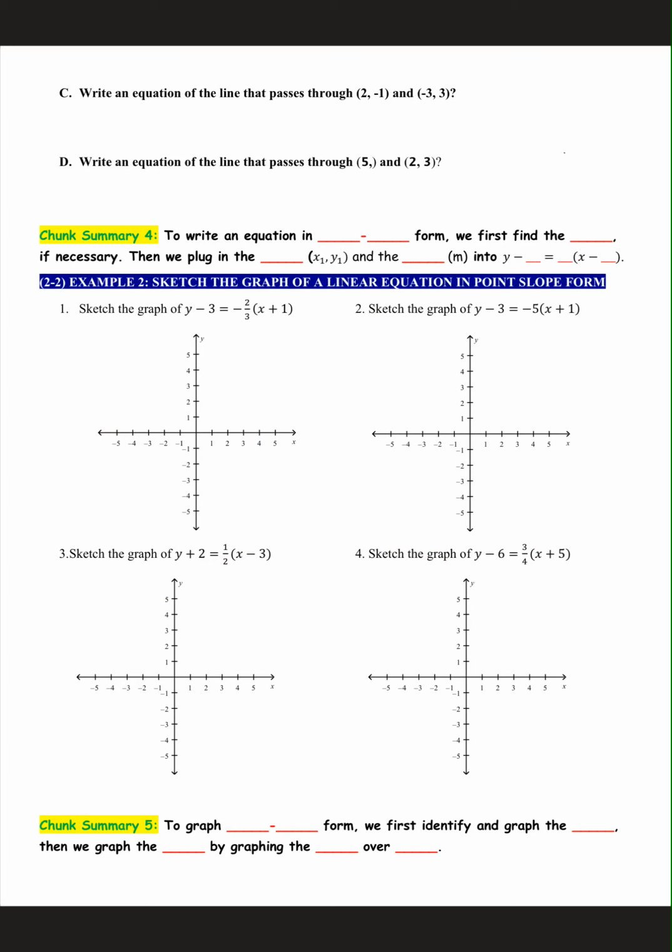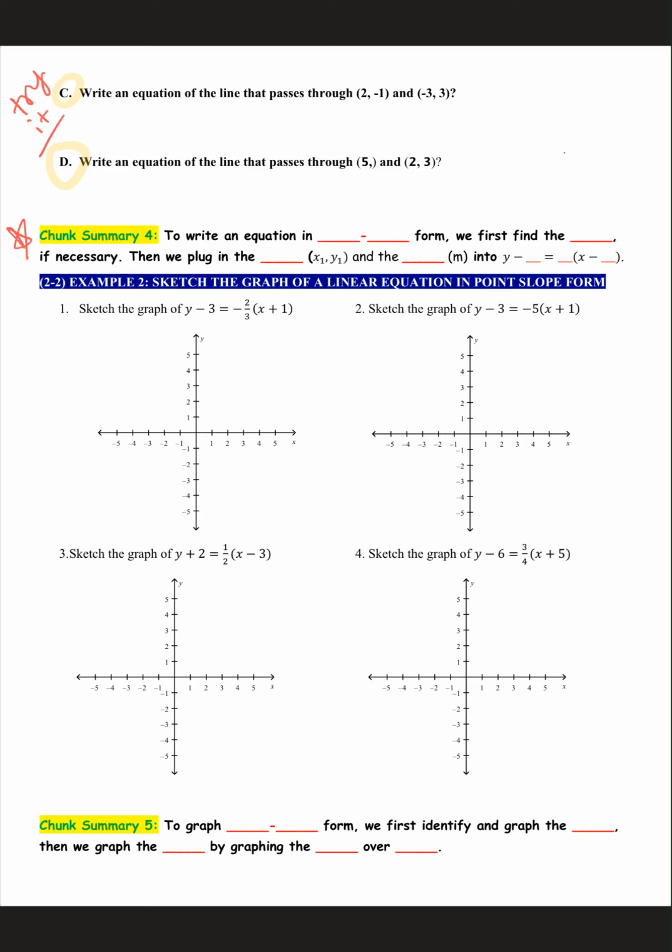Okay, so now your job is to do C and D. Those are your try-its. So try it out, and then try your chunk summary number 4. It's very little. It's very baby. And then I will meet you in the next chunk.